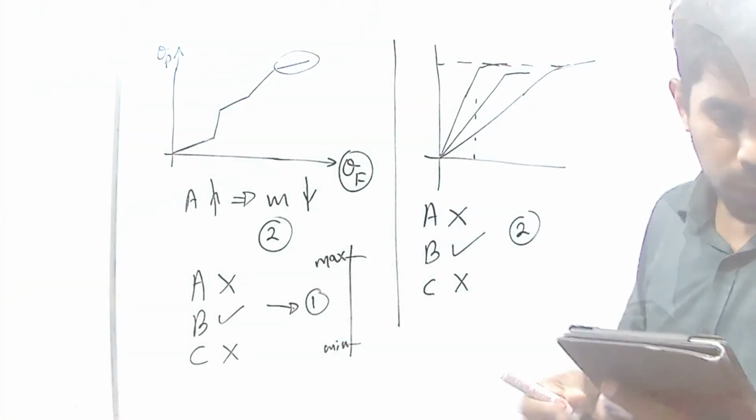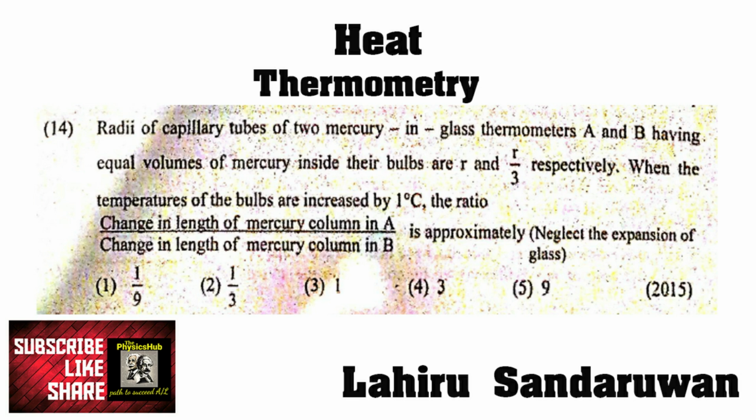Answer is true. Radii of capillary tubes of two mercury glass thermometers, A and B, having equal volume of mercury inside their bulbs are R and R over 3 respectively. When the temperature of the bulbs is increased by 1 degree Celsius, the ratio of change in length of mercury column in A divided by that in B is approximately. Neglect the expansion of glass.